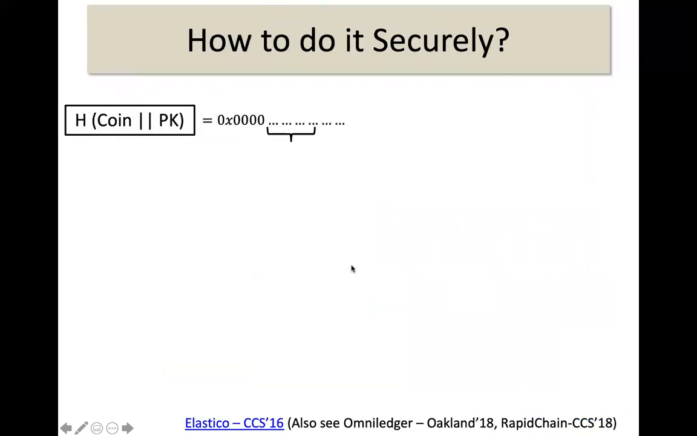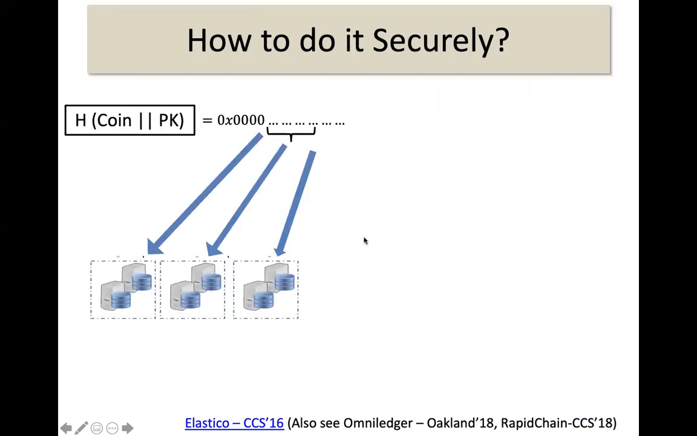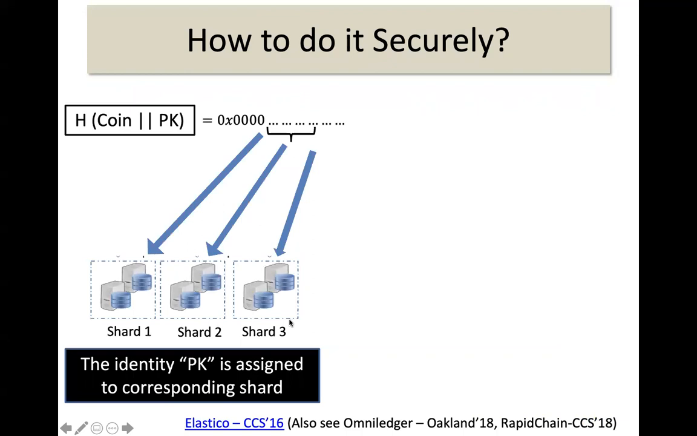Okay, and there's a way to do this securely. The idea is that you look at the same sort of puzzle that you use in Bitcoin. You just look at a few digits after the leading zeros, and that gives you an ID, a shard ID, and that allows you to automatically partition puzzle solutions into these shards. That's the main idea.